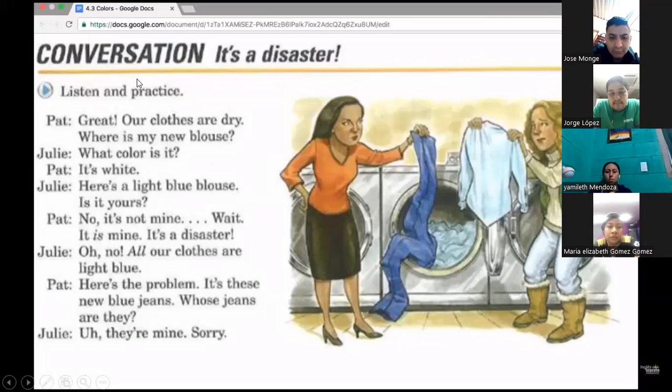Teníamos, ayer estábamos con esta conversation, okay? Hablamos de esta conversation. So let's see, for example, we have this one. Where is my new blouse, okay? Blouse, my new blouse. ¿Dónde está mi blusa nueva? My, right, my. Okay, y aquí tenemos, no, it's not mine. No, esa no es mía, it's not mine, you see? Is it yours? Es tuya, you see? Is it yours? Es tuya. So yesterday we were talking about this one.